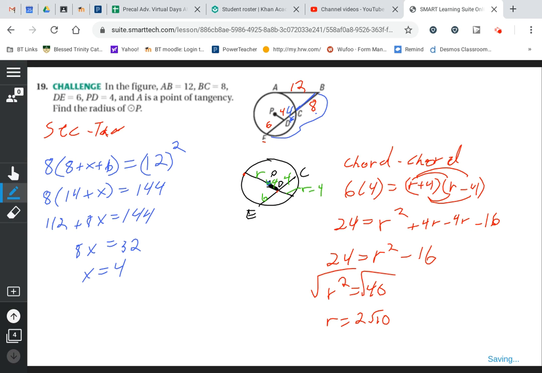Now, again, if you had to plug it in on your calculator, 2 times the square root of 10 would give you 6.32. I'm sorry the drawings don't come out. I would have preferred this one if we could have managed it, the exact answer.